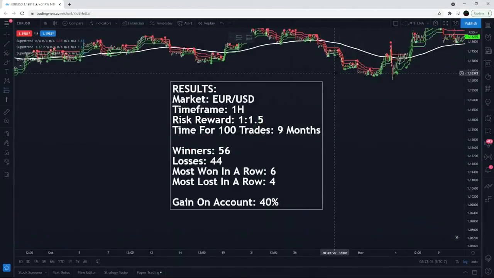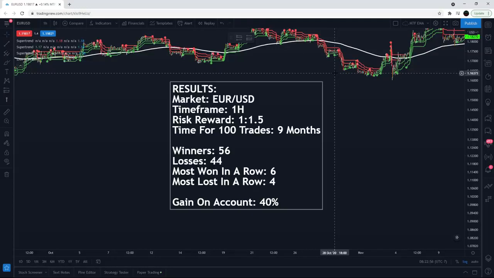All right, the results are in after the 100 trades on Euro against the US dollar, 1 hour time frame, using a 1 to 1.5 risk to reward ratio. It took 9 months of price data to find those 100 trades, keeping in mind that I did not count signals that happened while a trade was still open. 9 months is quite normal for a 1 hour time frame test.